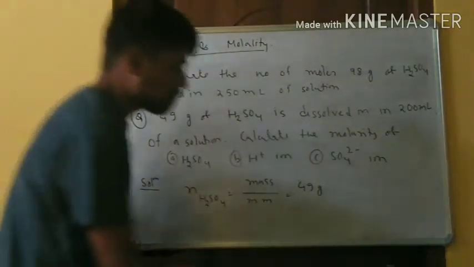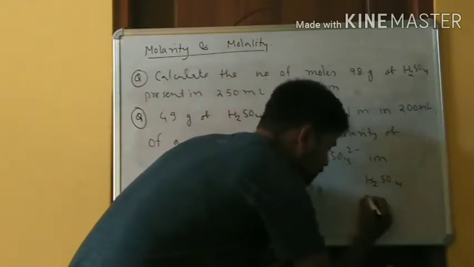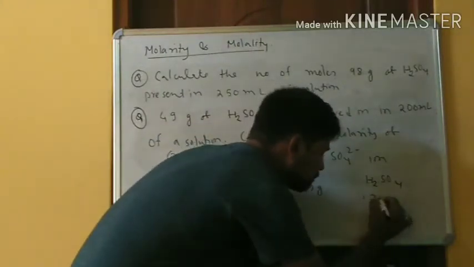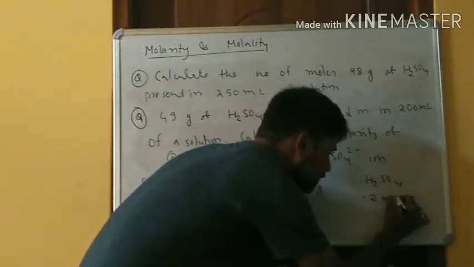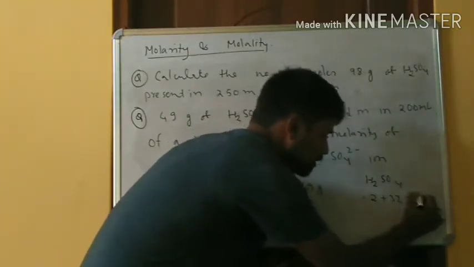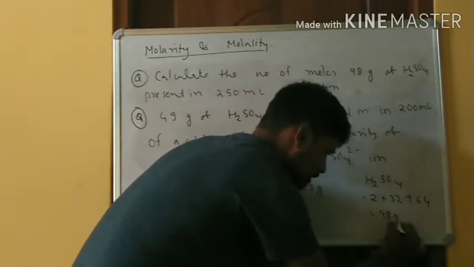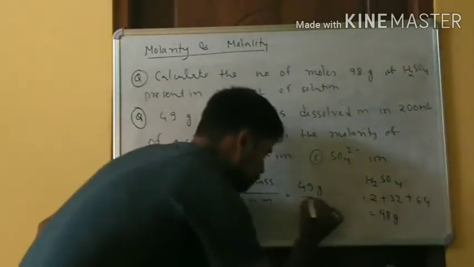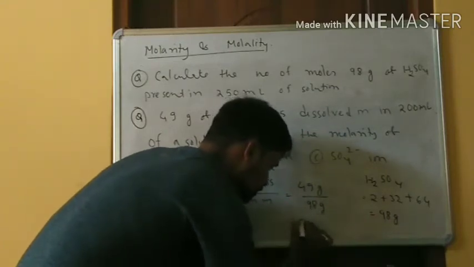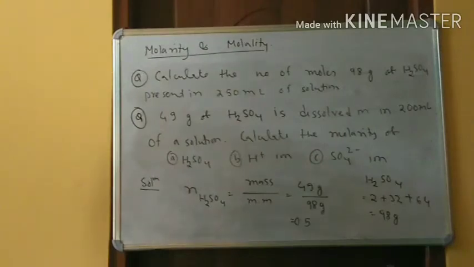Let us see what the molar mass of H2SO4 is. Mass of hydrogen is 1, there are 2 hydrogens, so for hydrogen 2. Mass of sulfur 32, mass of oxygen 16, there are 4 oxygen, so total will be 64. It is 98 gram. So the molar mass of H2SO4 is 98 gram, and the number of moles will be 0.5.